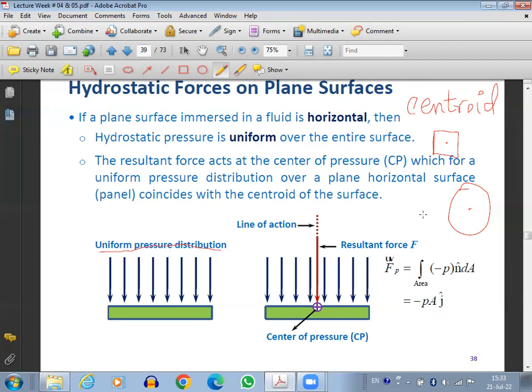So the point is, where will the line of action be? The line of action is where the force of the pressure will be applied. The force of the pressure will be applied at the centroid for the case of the horizontal surface. And the point where the force of pressure of the fluid will be applied is known as the center of pressure. So now you have another thing here: center of pressure.